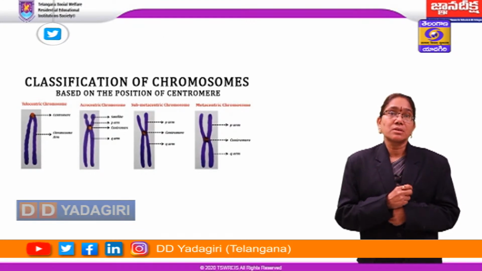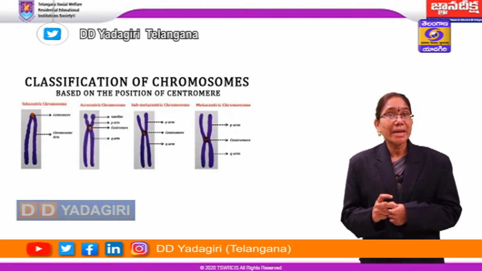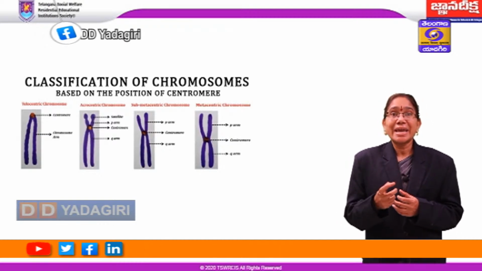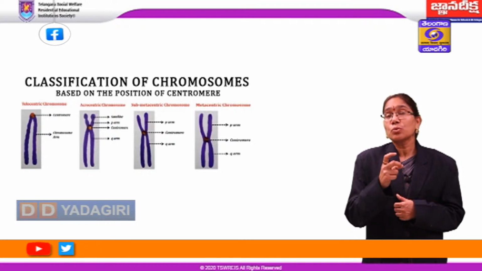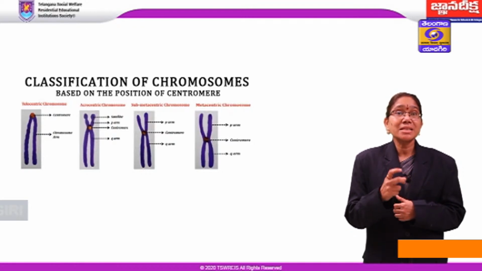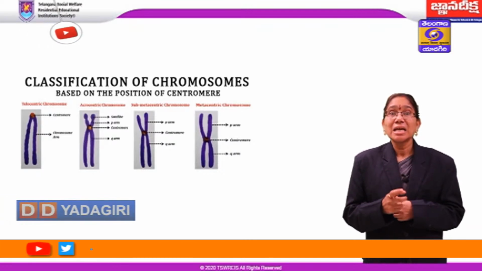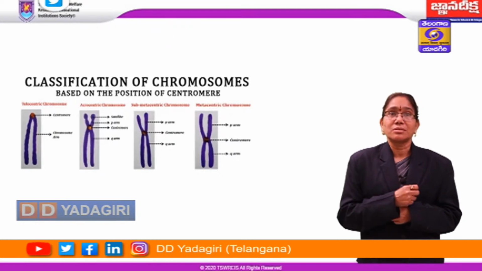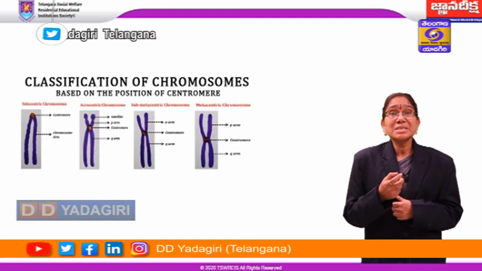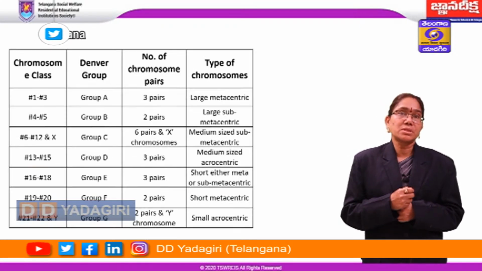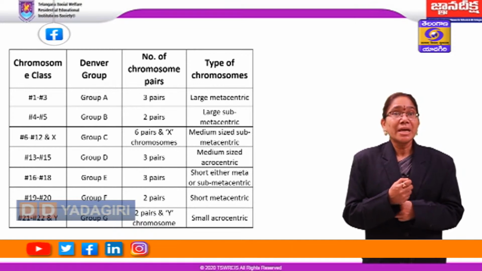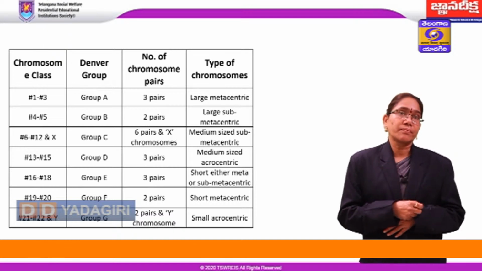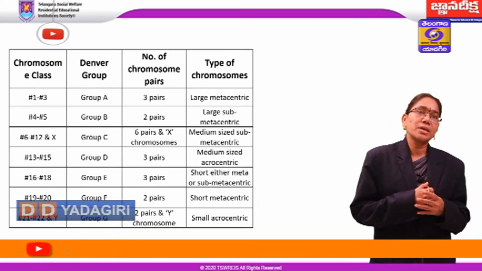Metacentric chromosomes: the centromere is located exactly at the center of the chromosome. This creates 2 equal arms. These metacentric chromosomes will appear as V-shaped structures in the metaphase stage of cell division. According to Denver, chromosomes can be divided into 7 groups, A through G. Here is the table which gives the information about Denver grouping. Let us see the classification pictorially.